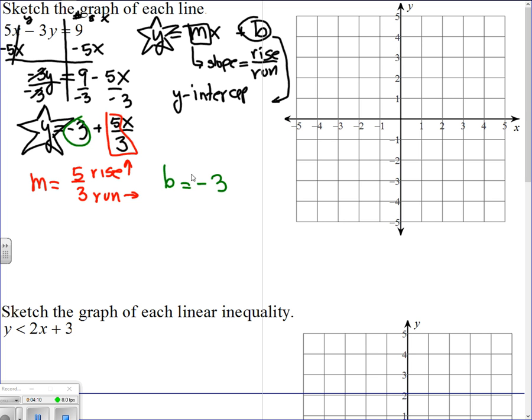So now I can use this information to do my graph. First, find the y-intercept. The y-intercept is negative 3, so go to negative 3. And negative 3 will be right about here. Now from here, my rise is 5: 1, 2, 3, 4, 5. And my run is positive 3: 1, 2, 3. Now this is my y-intercept, and I use the slope to find that point. Now, go ahead and graph the line.